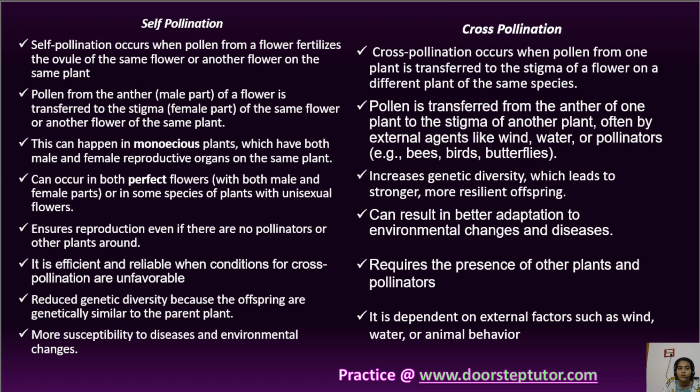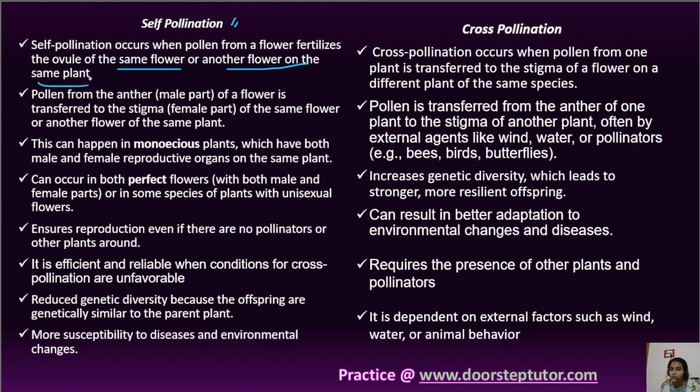Firstly, we are going to talk about self pollination. Self-pollination occurs when pollen from a flower fertilizes the ovule of the same flower. You can remember the term here: the same flower or another flower on the same plant. Remember, the plant is always the same.